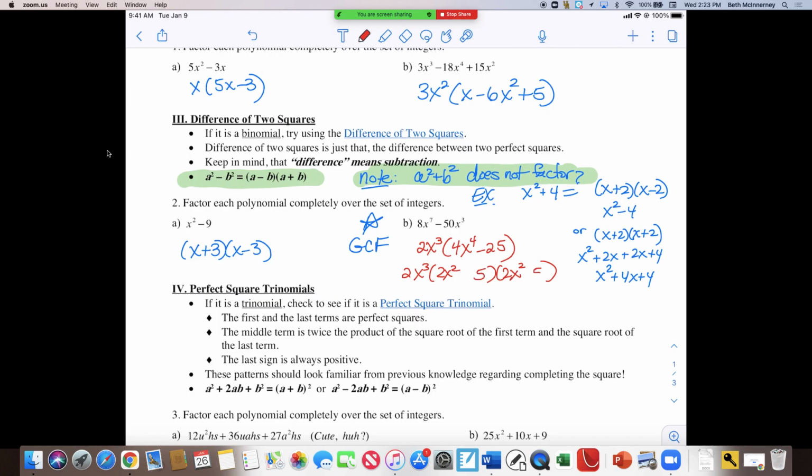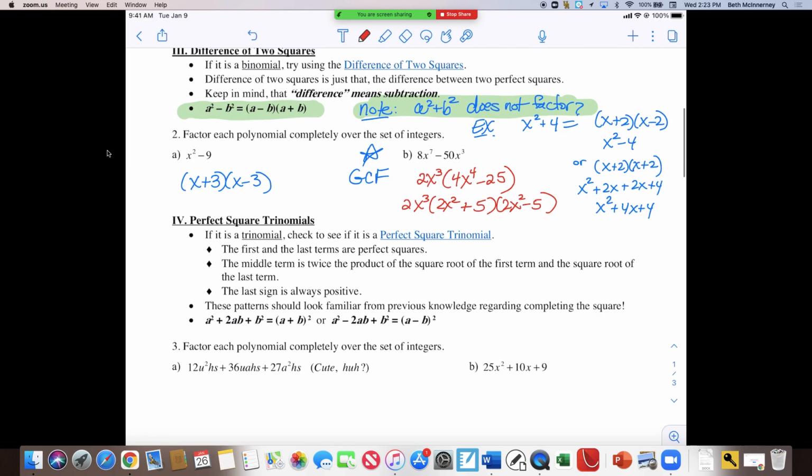It's 5 times 5. And think about our conjugates. Remember, conjugates got the outer and inner to cancel. The same thing is true with the difference of 2 squares. If you make them the same, but one a plus and one a minus, that'll get the outer and inner to cancel. So this should start coming back to you from Algebra 1, doing some factoring.